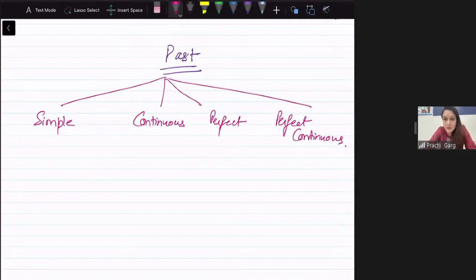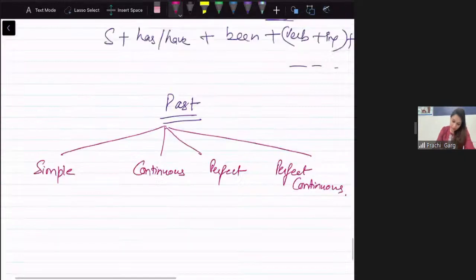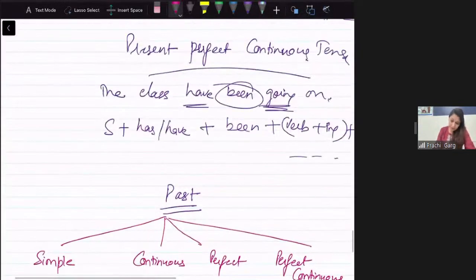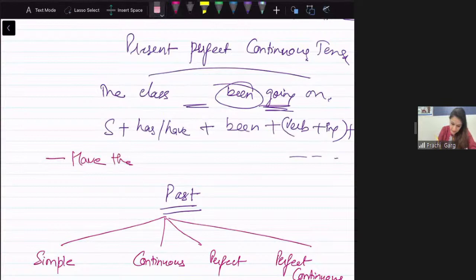Okay, somebody asked me, how do we ask a question in perfect continuous? Very good question. Now, how do we ask a question in present perfect? The question will be, has she been singing a song? Yes. Now, the sentence that I've asked you, the question will be, have the, okay, sorry, I made a mistake here. It's just has here.